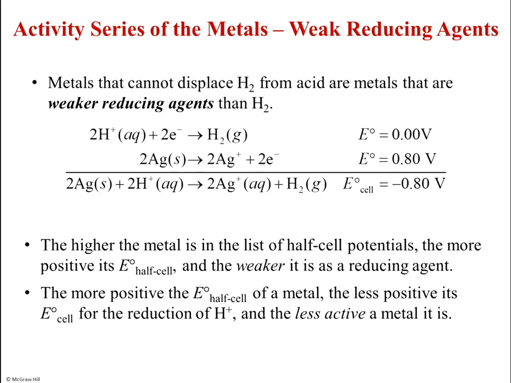So the higher the metal is on the list of the half cell potentials, or the more positive its E0, the weaker the metal is as a reducing agent, the stronger the metal ion is as an oxidizing agent. The more positive the E0 half cell of the metal, the less positive its E0 cell for the reduction of acid, and the less active the metal is.